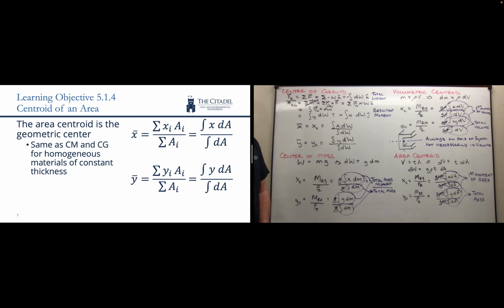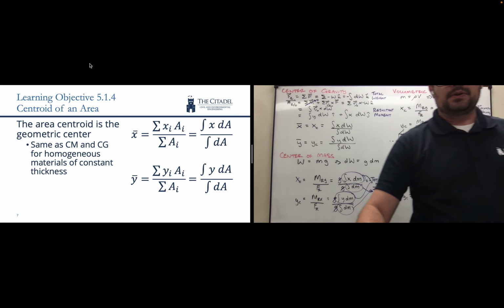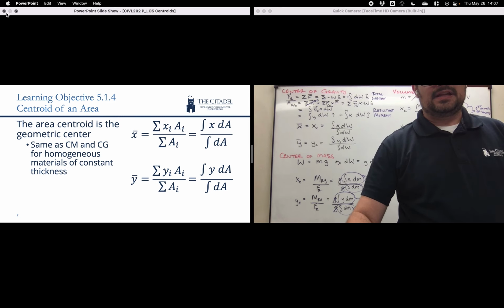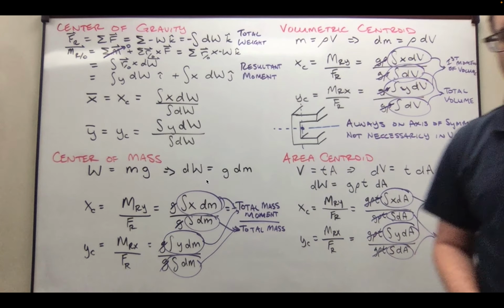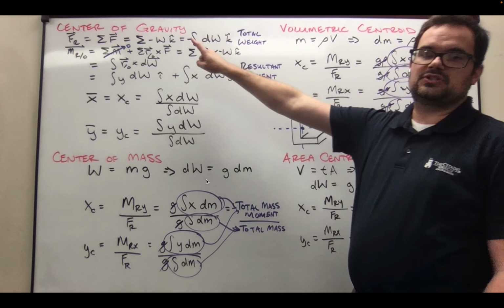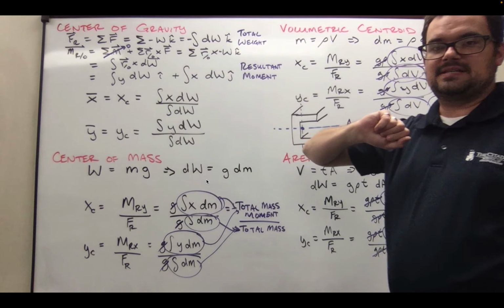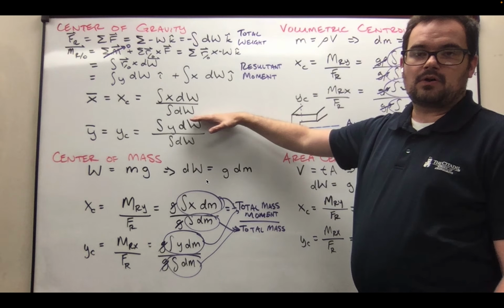So this gives us our full discussion of centroids. Naturally, this information is available in your textbook and in your FE reference handbook, where you can find these equations over here from the slide. So again, we have center of gravity, where we started calculating our resultant force and moment at a particular location. We divided the moment by the overall force, and we were able to find center of gravity.